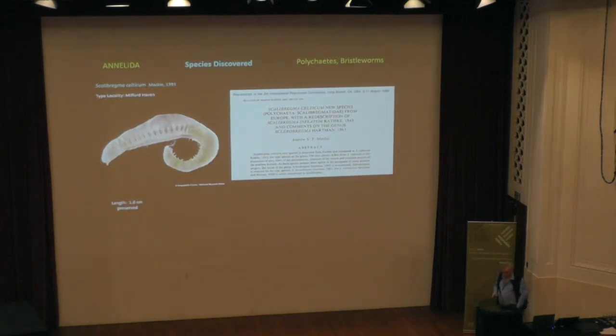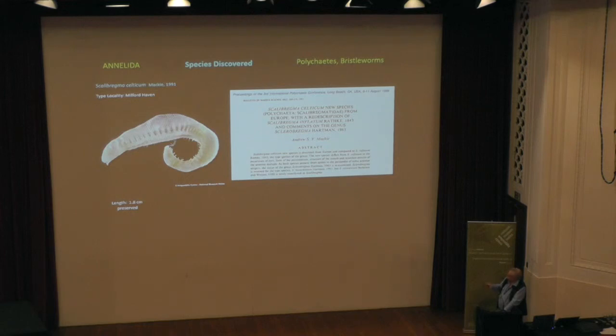So one of the things we've found in this is we found species new to science, and it's just a quick run through. This is Scalibregma celticum. This was originally described from Milford Haven. Again, this was known for a long time, but it was thought to be a reproductive stage of Scalibregma inflatum, which is the common one in our waters.